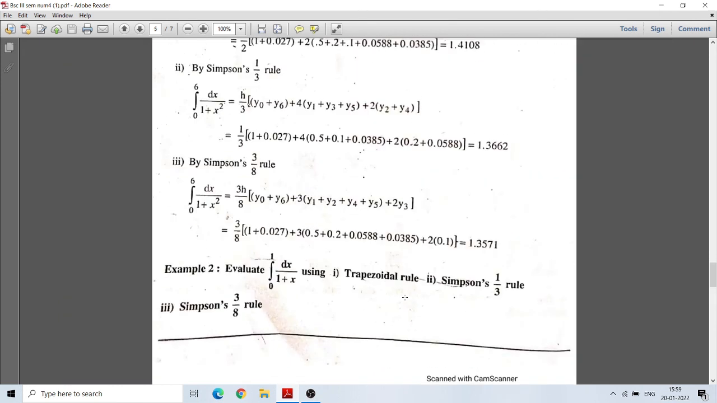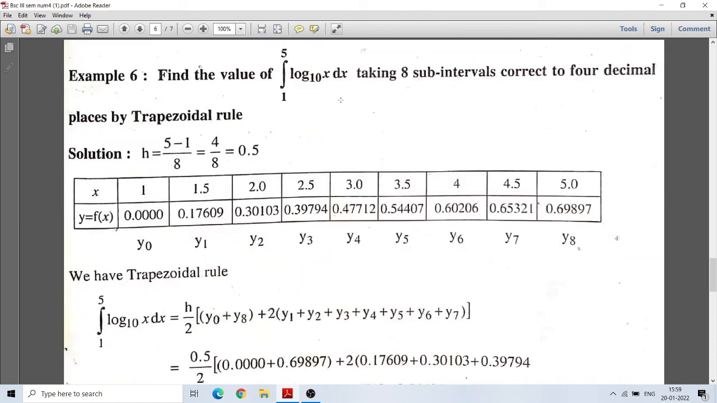This is one example. We can solve as discussed above. One more problem. Find the value of integral 1 to 5, this is a different one. Here log 10 to the base x is there, taking 8 subintervals, correct to 4 decimal places by trapezoidal rule only. In the previous we have studied two examples with trapezoidal rule, Simpson 1/3 rule, Simpson 3/8 rule, but here only trapezoidal rule. Then h is equal to 5 minus 1 by 8, because 8 subintervals. Then 4 by 8, 0.5. h is 0.5 means 1, 1.5, 2.0 and so on up to 5.0.